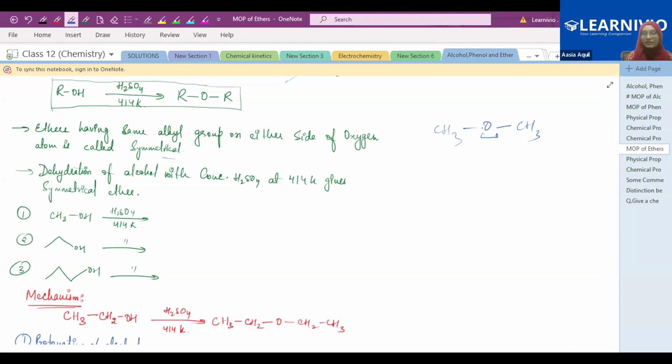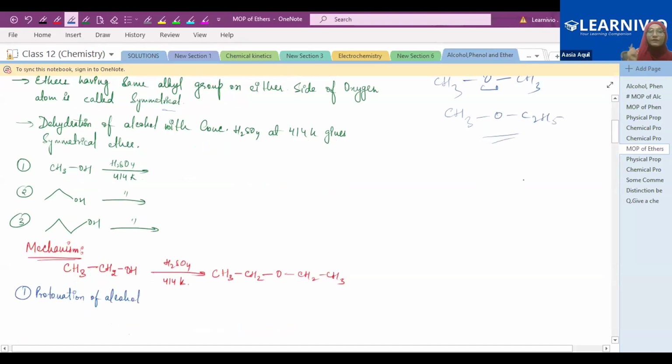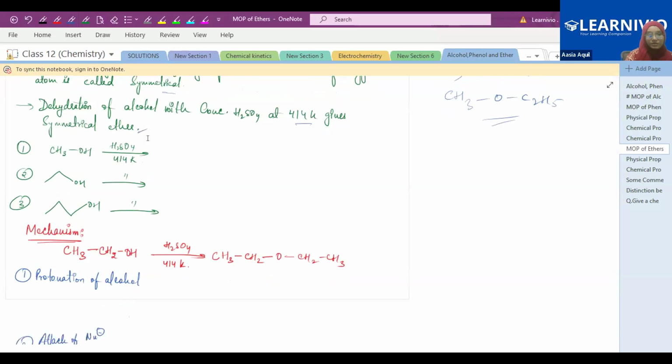And what is asymmetrical type? Asymmetrical is when both alkyl groups are different. So on the right side and on the left side, the alkyl group is different. This is asymmetrical. So dehydration of alcohol with concentrated H2SO4 at 414 Kelvin will give you symmetrical ether. Now, here are three questions. Just quickly do that. Just write the product.